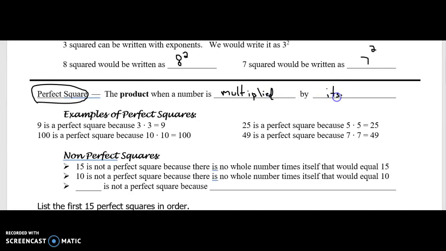So, for example, some perfect squares we can think of, one of them would be 9. 9 is a perfect square because 3 times 3 equals 9. 25 is a perfect square because 5 times 5 equals 25. 100 is a perfect square because 10 times 10 is 100. And 49 is a perfect square because 7 times 7 equals 49.